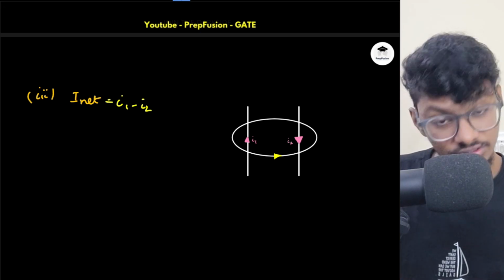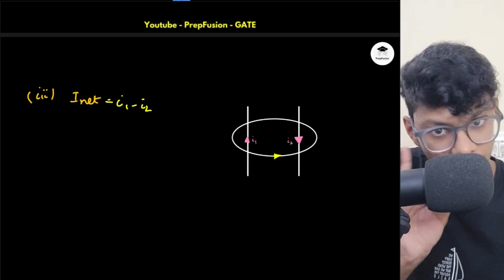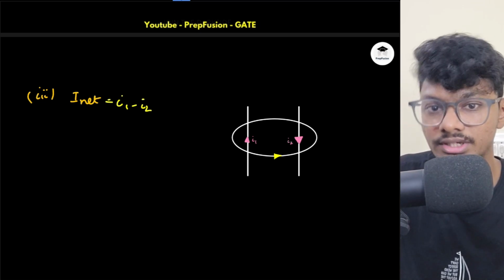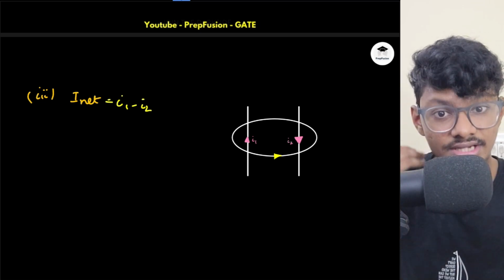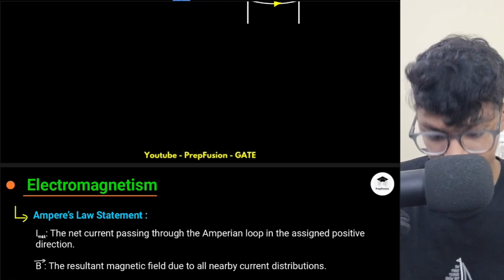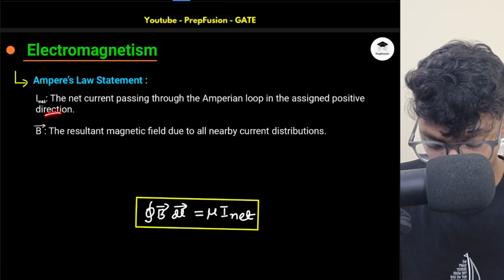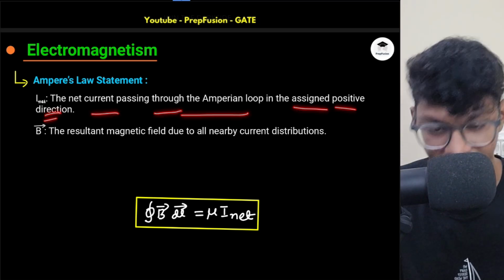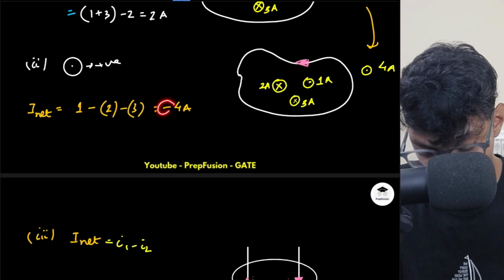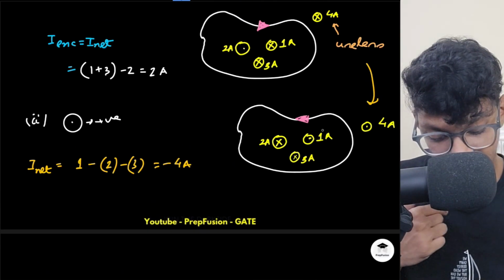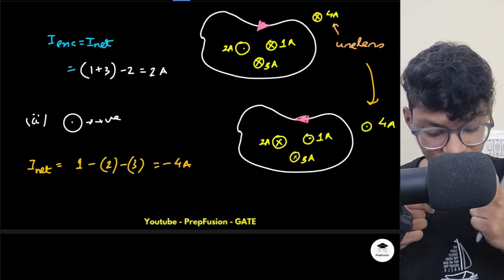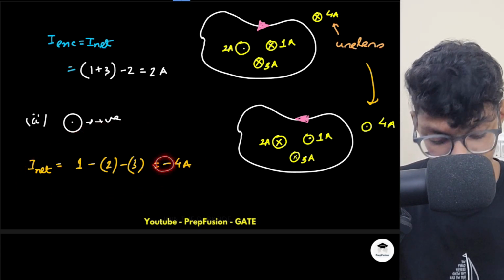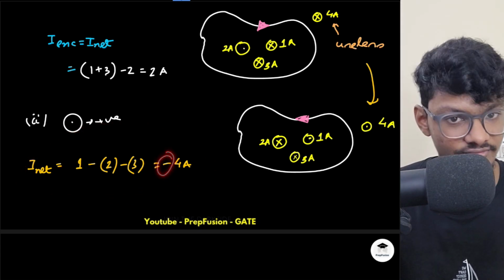Okay, so this is how we find I enclosed. I hope you understand how we find I enclosed, just same as charge enclosed. There it was charge inside, here it is current within the bounded area. So again the same statement, I net is the net current passing through the Ampere loop in the assigned positive direction. So what does this negative represent? My actual direction of the Ampere loop is coming out of the screen, but it is saying I net will be going into the screen. So this negative has this significance.